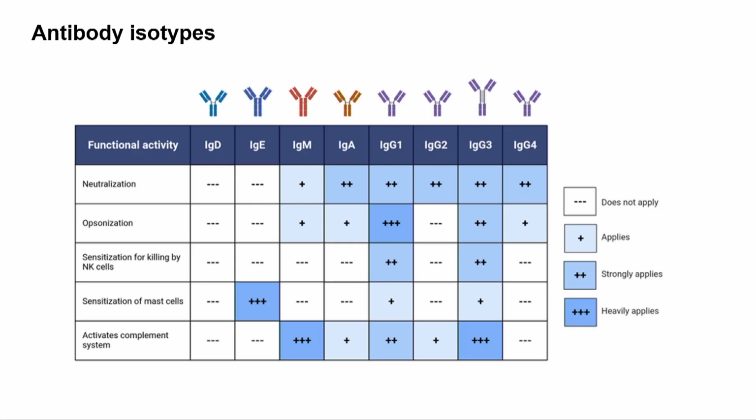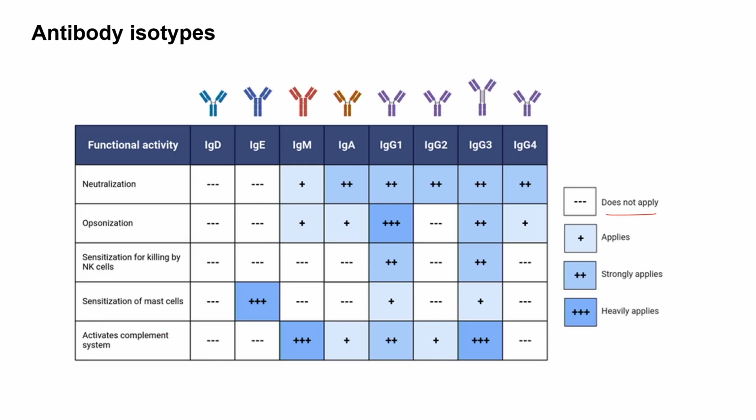Alright, so we will see these antibody isotypes and their actual functions in a small tabulated form. Here, minus stands for does not apply, and plus, double plus and triple plus depend upon whether it applies moderately or strongly. And there are 5 parameters which we can understand.